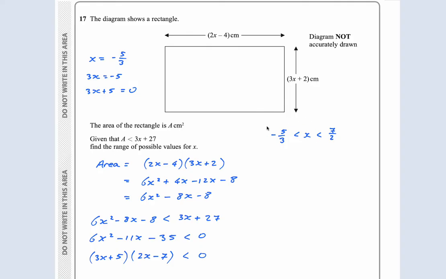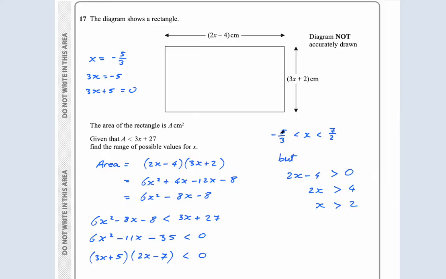Okay, anyway, once I've got to here, the reason I say this isn't the final answer, and this is a bit sneaky of them to give you this part of the question, is because one of the lengths is 2x minus 4, because I have this minus number here. 2x minus 4 has to be bigger than 0. If 2x minus 4 is bigger than 0, 2x has to be bigger than 4, and x has to be bigger than 2. So now this thing gets updated.